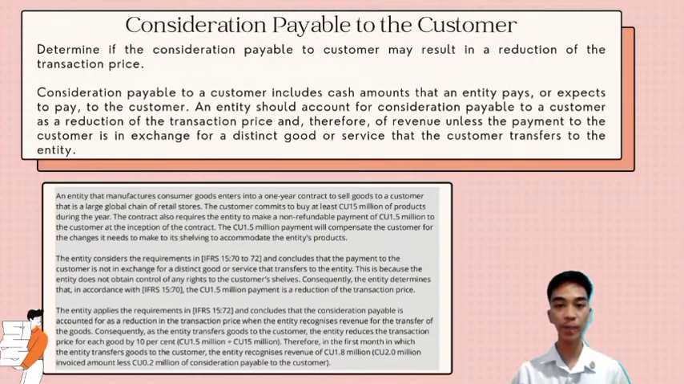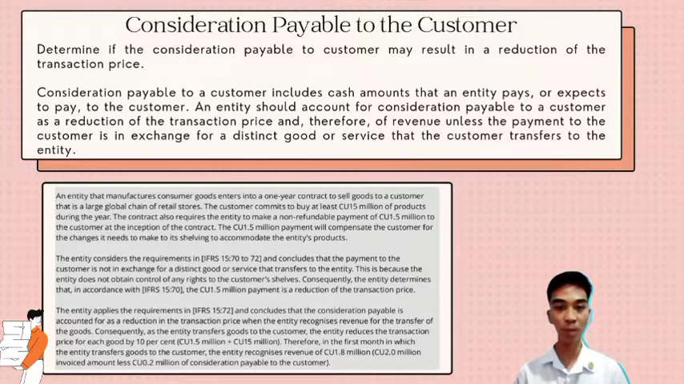And the last factor that may affect the transaction price is the consideration payable to the customer. Here, we should determine if the consideration payable to the customer may result in a reduction of the transaction price. Consideration payable to a customer also includes credit or other terms like coupons and vouchers that can be applied against the amount owed to the entity. An entity should account for the consideration payable to a customer as a reduction of the transaction price and, therefore, of revenue unless the payment to the customer is in exchange for a distinct good or service.